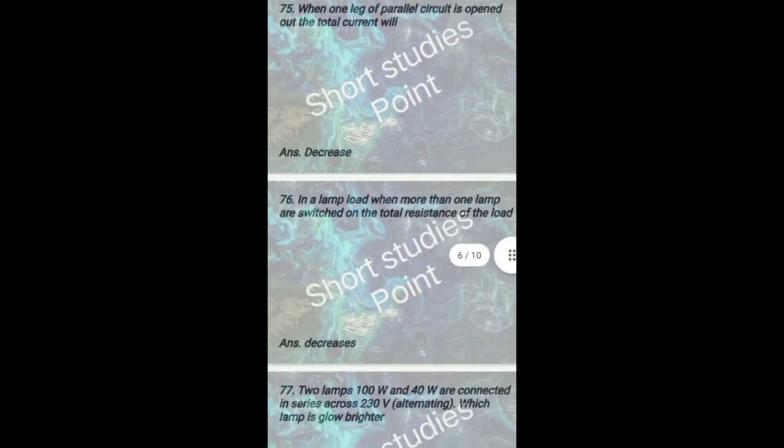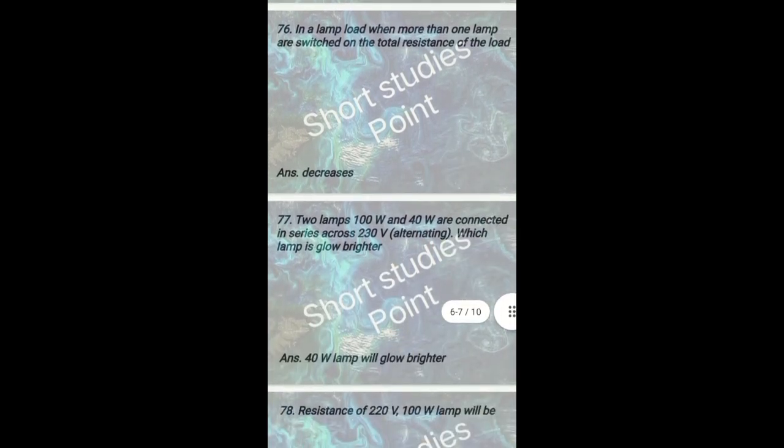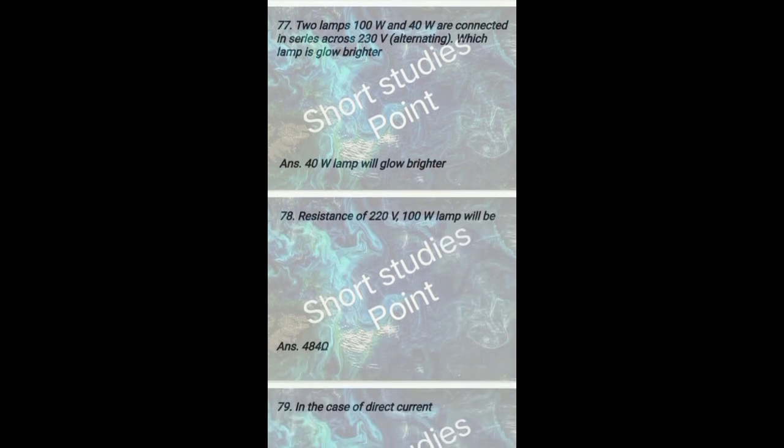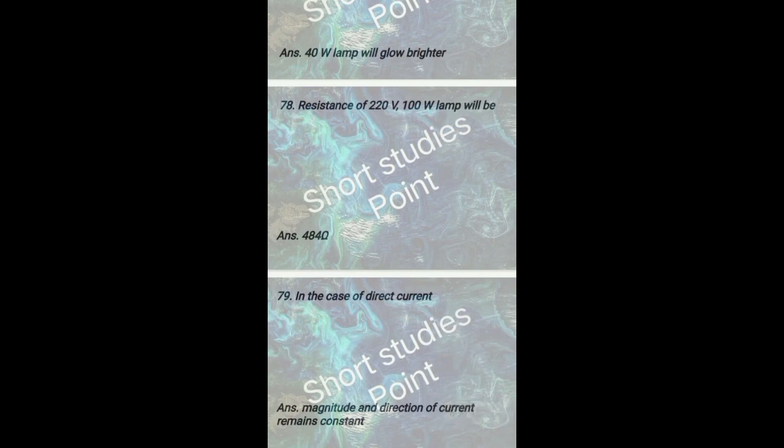Question: In a lamp load, when more than one lamp is switched on, the total resistance of the load? Answer: decreases. Question: Two lamps, 100 watt and 40 watt, are connected in series across 230 volt alternating supply. Which lamp glows brighter? Answer: 40 watt lamp will glow brighter. Question: Resistance of a 220 volt and 100 watt lamp will be? Answer: 484 ohm.